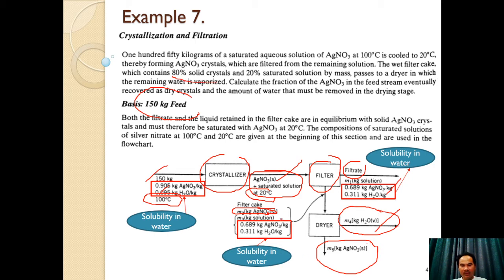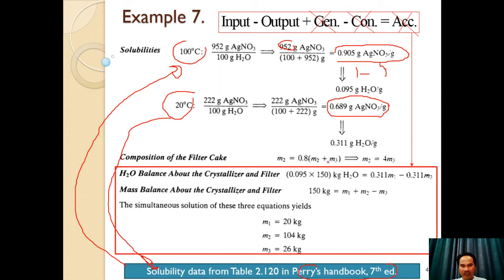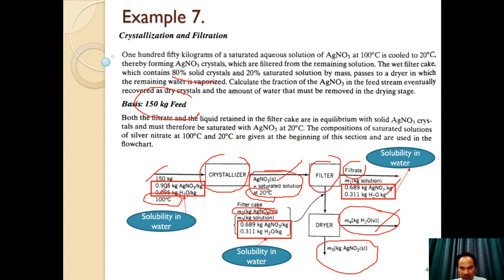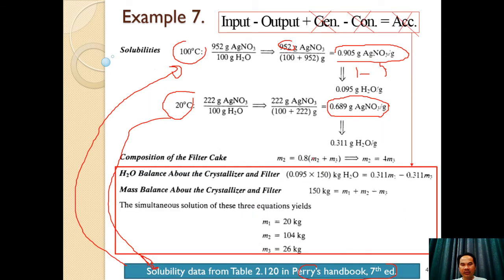80% is solid. In this case, it's M2 plus MT. M2 plus MT is the amount of filter. But filter cake includes 80% solid. That means M2 equals 0.8 (M2 plus MT). M2 plus MT is the total amount. M2 is only solid. Solid crystal is 80% of filter. For this case, you get M2 equal to 4 multiplied by MT.